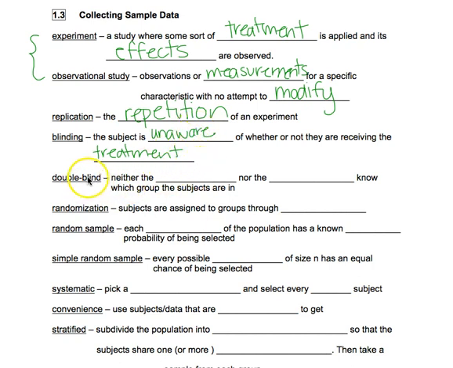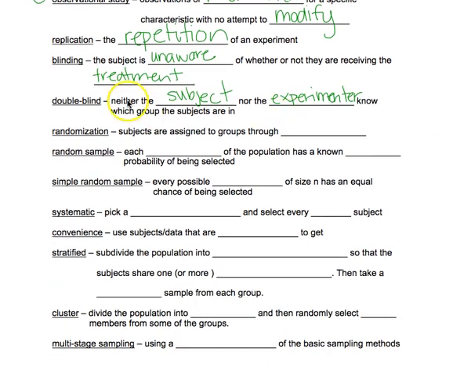A study that is double blind means not only does the subject not know whether they're receiving the treatment or which group they're in, but the experimenter doesn't know either. So the experimenter is collecting the data and they don't know which group the subject has been assigned to. In medical studies, these are the best kind. You want it to be double blind. Now, in some sorts of studies, it's impossible to be double blind just because of the nature of what's being observed or studied.